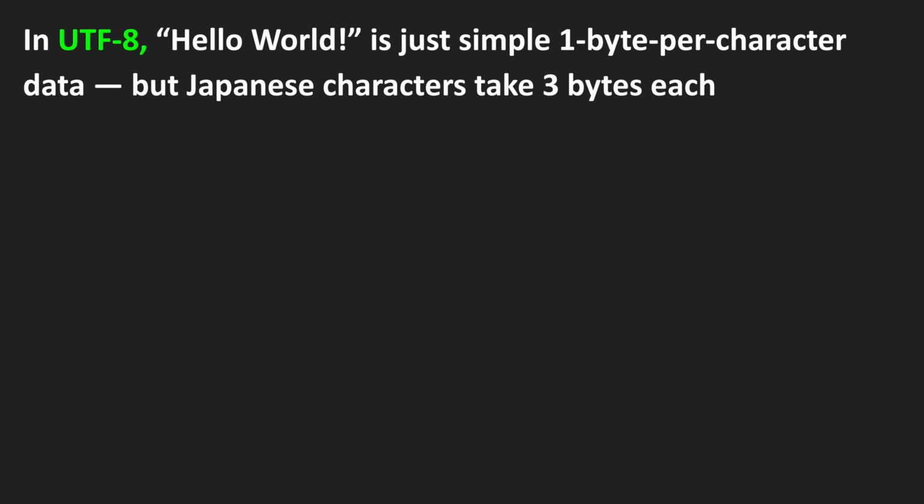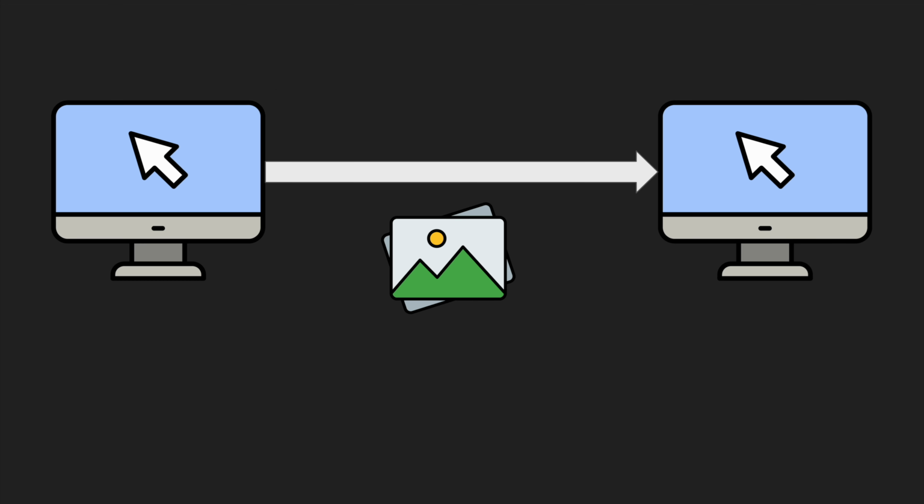So what does that mean? For example, let's say that we want to transfer "hello world" in UTF-8. It will take just 1 byte per character for the "hello world". But if we are going to transfer Japanese characters, it will take 3 bytes for each character. That's about sending the text over the wire.